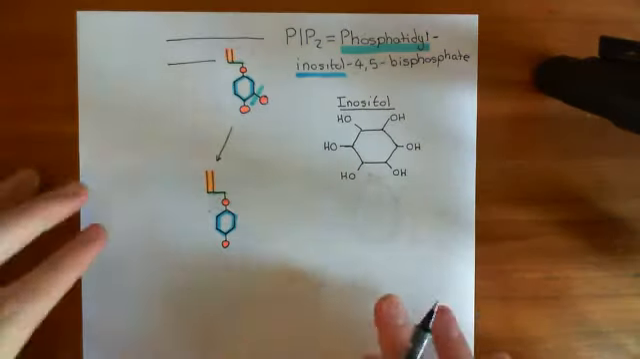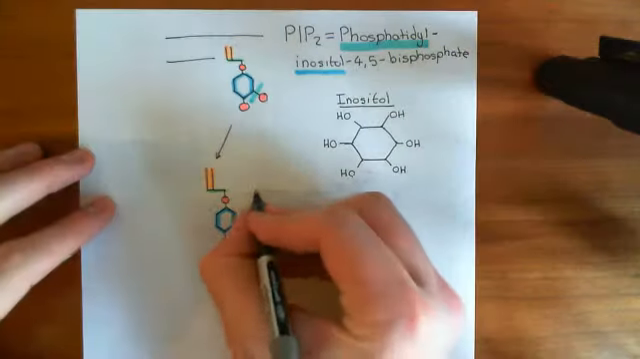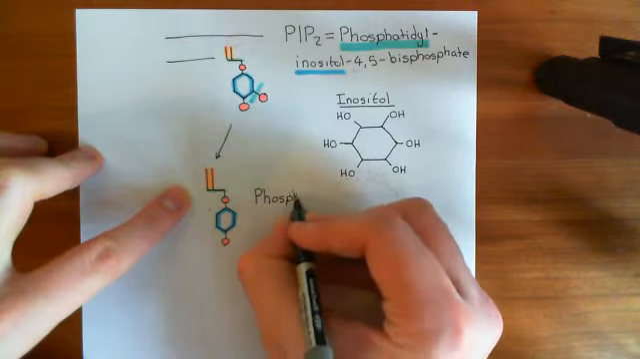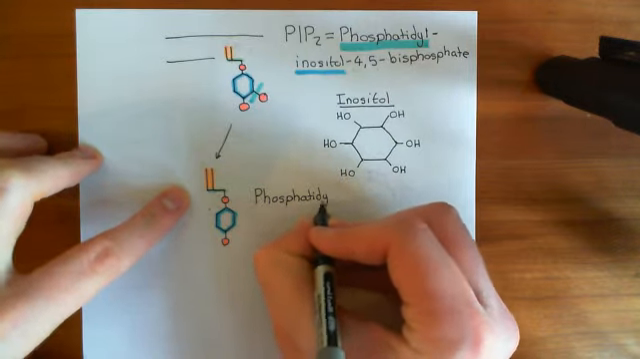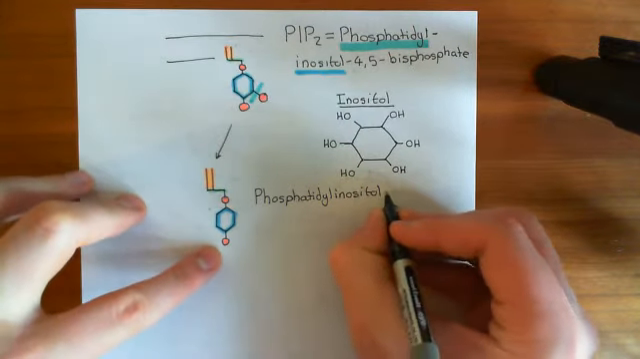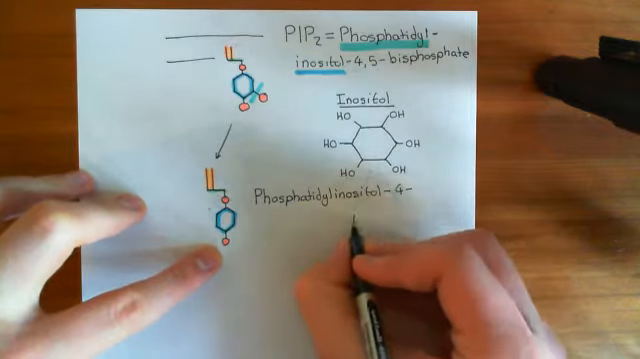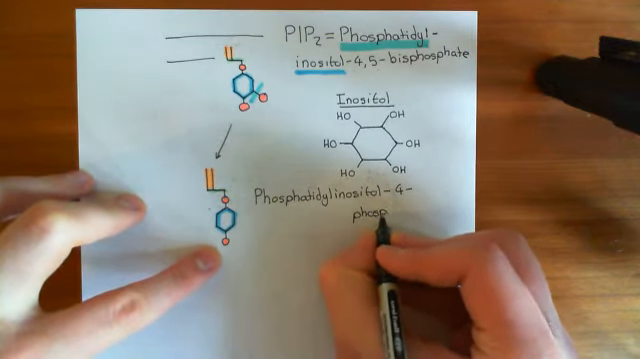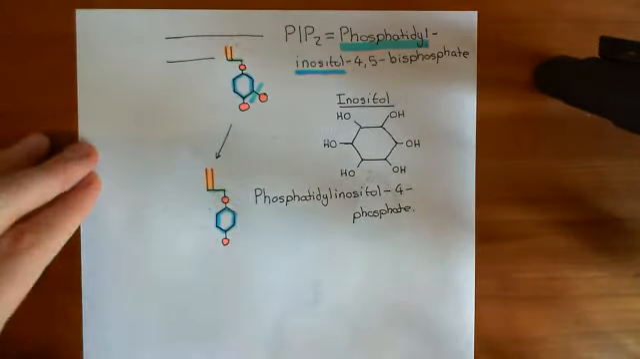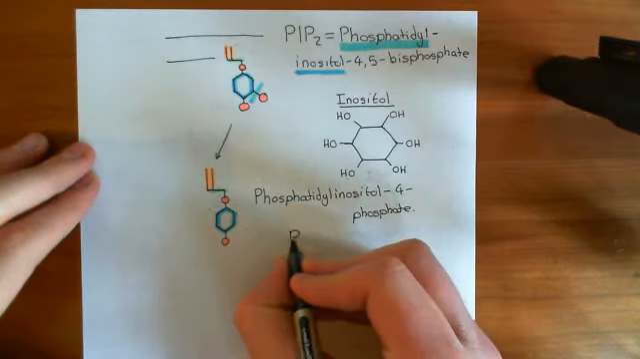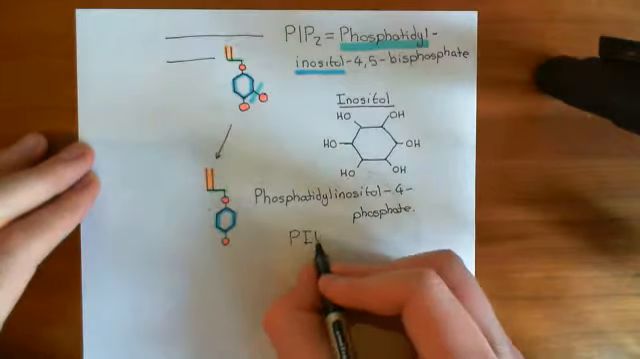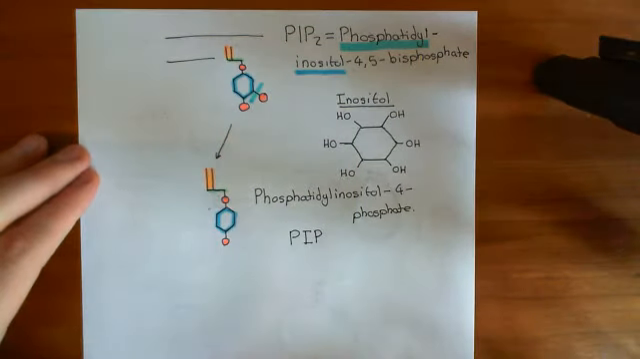Now, what is this structure here? This is phosphatidyl, because you've still got this phosphatidate molecule up here. So phosphatidyl, and then we've got inositol, so it's phosphatidyl inositol, and then we've got one phosphate off the fourth carbon, so it should be 4, and then phosphate, because we've only got one phosphate, so we don't need bisphosphate anymore. So this is phosphatidyl inositol 4-phosphate. And for short, phosphatidyl will be P, I for inositol, so PI means phosphatidyl inositol, and then we've just got one phosphate, so this is PIP.